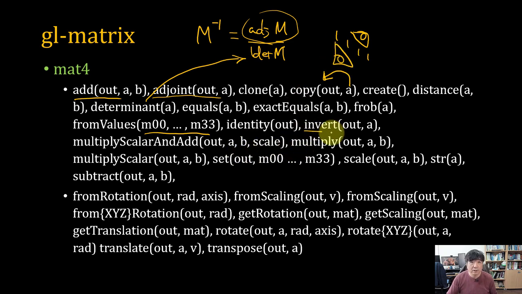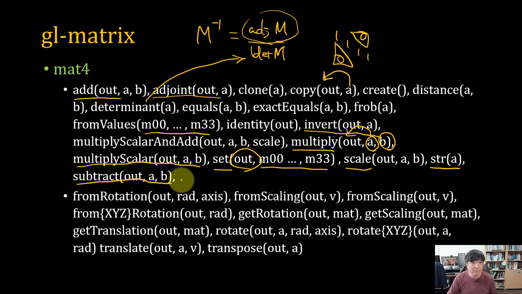Okay. Invert is the inverse matrix, and multiply and scalar add. Multiply is a matrix multiplication of matrix A and matrix B, and the result is stored into out. Then multiply scalar is the scalar element-by-element multiply, and set is set with 16 values to out. Scale is scaling. Str is changing the data type to a string. Subtract is element-by-element subtraction.